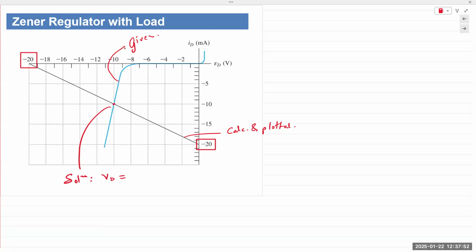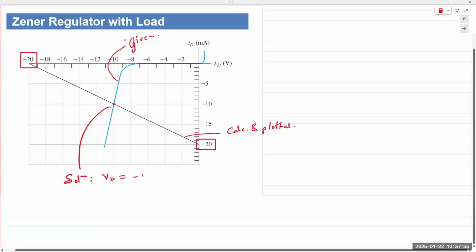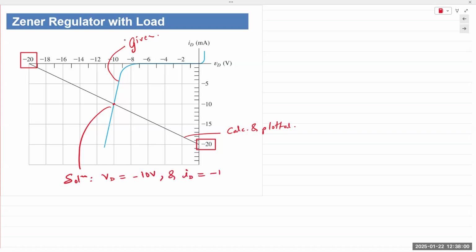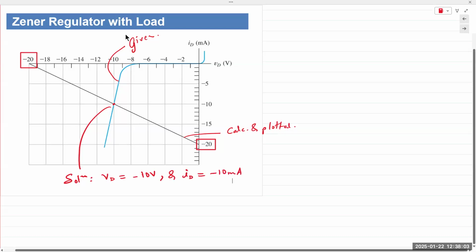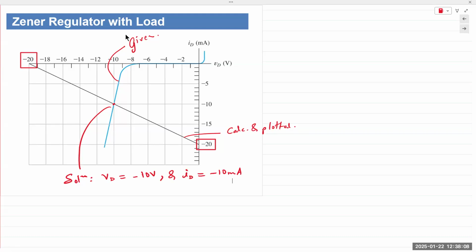So we get diode voltage as minus 10 volts, and diode current is minus 10 milliamps. Again, remember, two unknowns for every problem, voltage and current. We need two equations for graphical analysis, two plots. So we get 10, minus 10. Make sense? All right, questions?